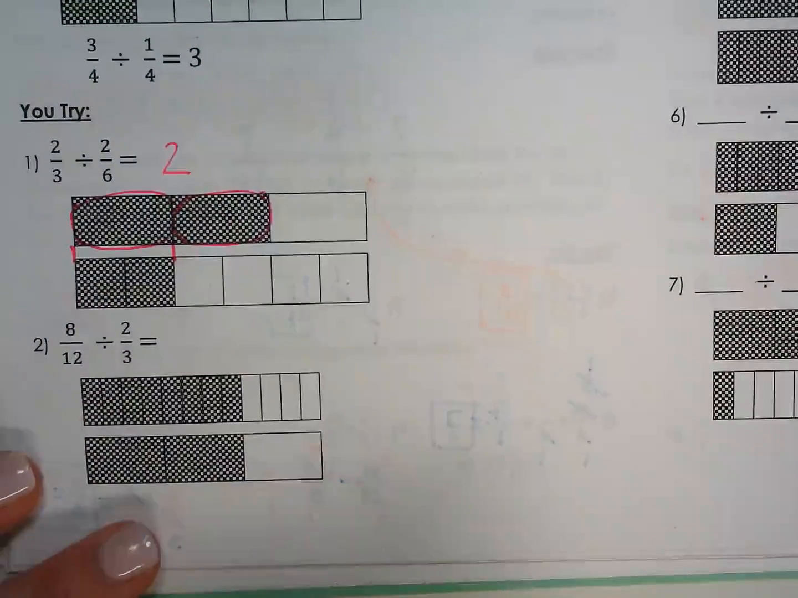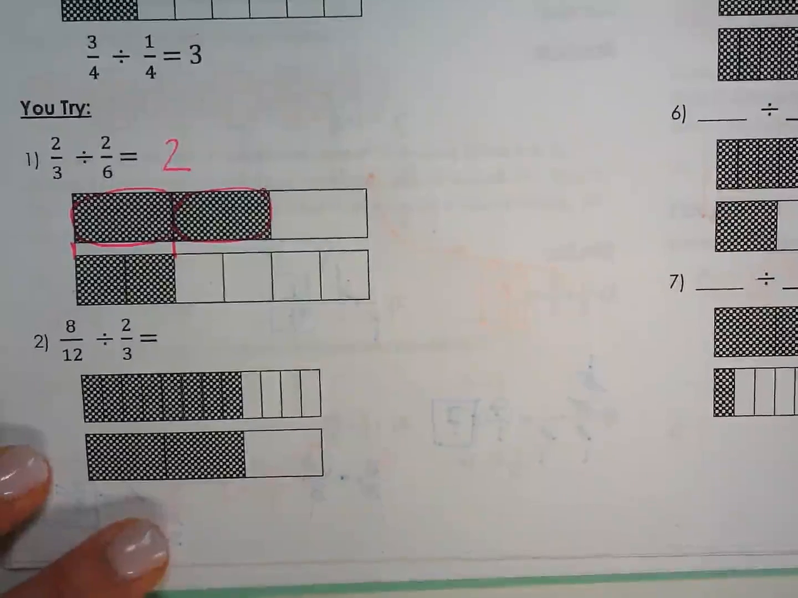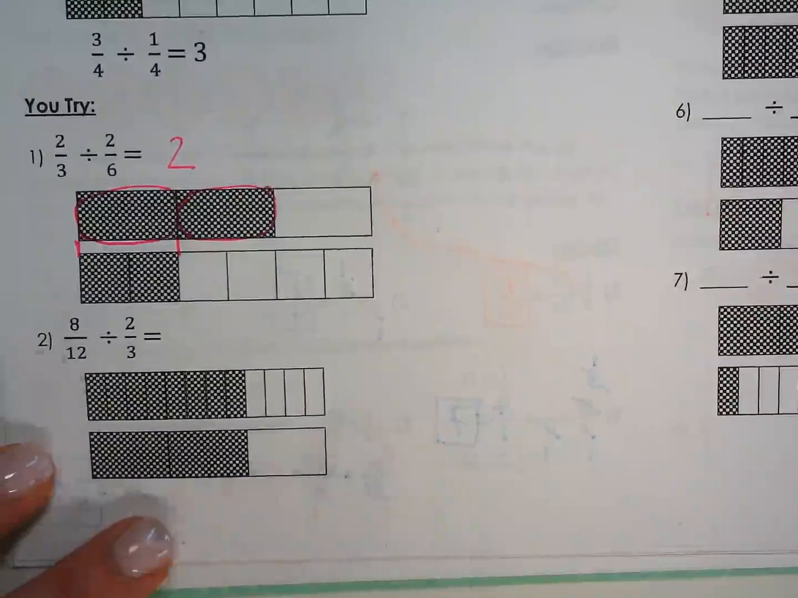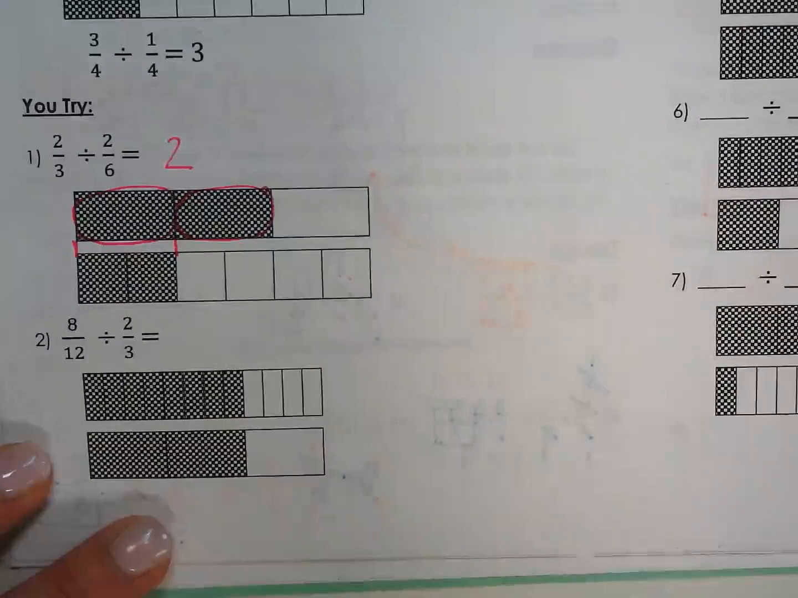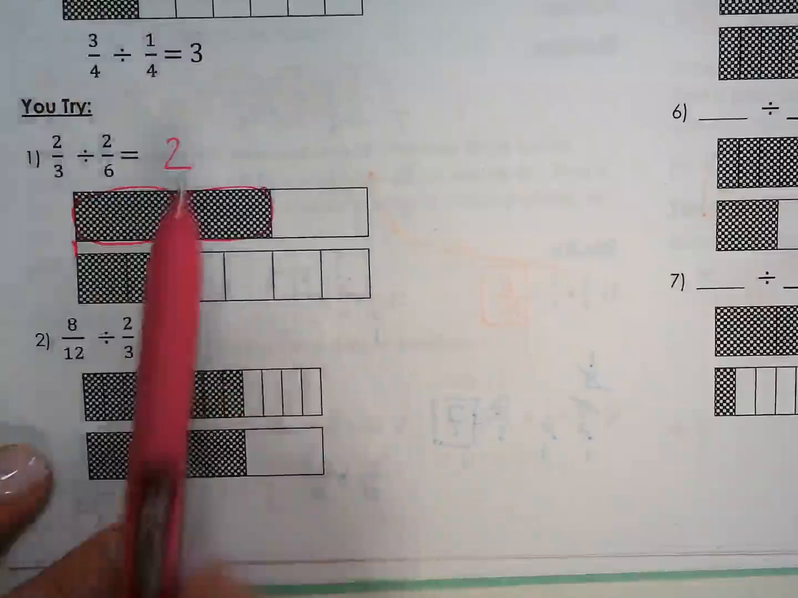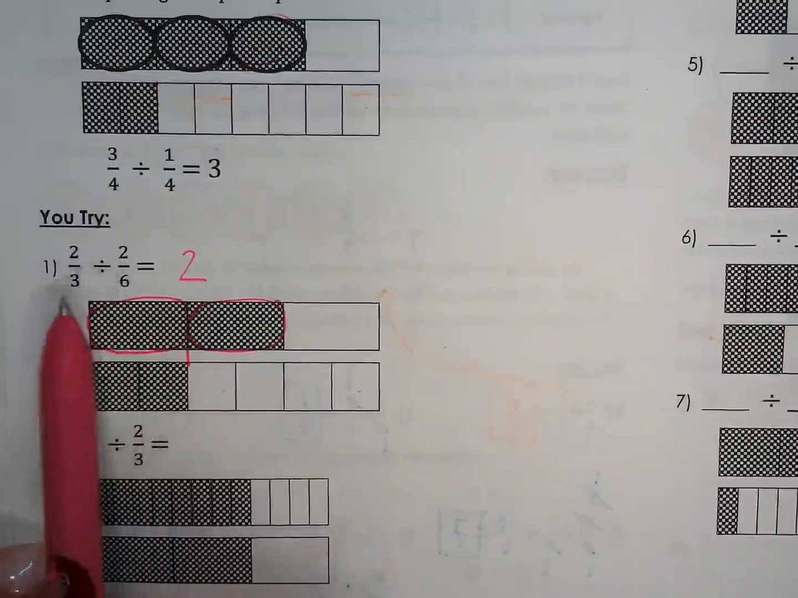Now, if this doesn't make sense to you, we're also going to show you another way to divide, but I wanted you to get a picture representation so you could see what it is asking. The question is, how many groups of 2/8 go in 3/4? And how many groups of 2/6 go into 2/3?